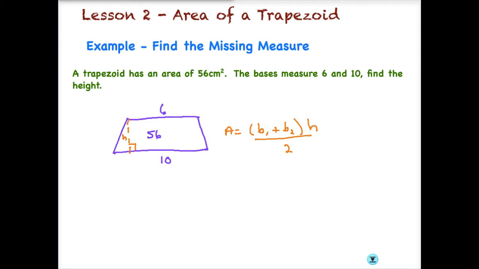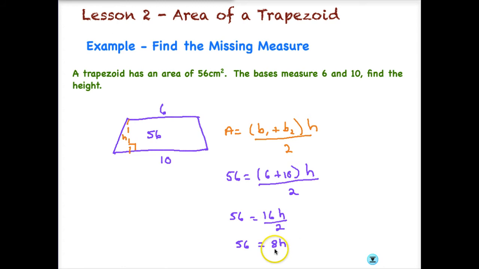Let's fill in what we know. We know then that our area is 56. We know what our bases are. They're 6 plus 10. We don't know the height, but we do know that we need to divide by 2. Let's go ahead and simplify what we have. So now we have 16h divided by 2. 16 divided by 2 is 8. So now I can write this as 8h.